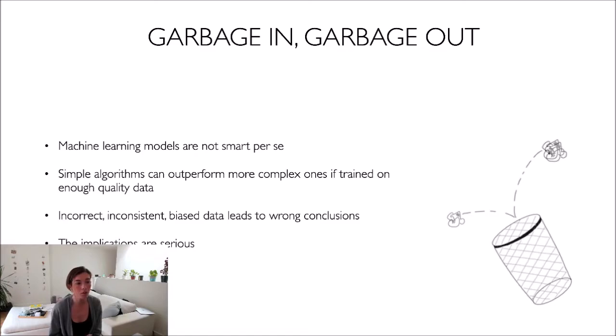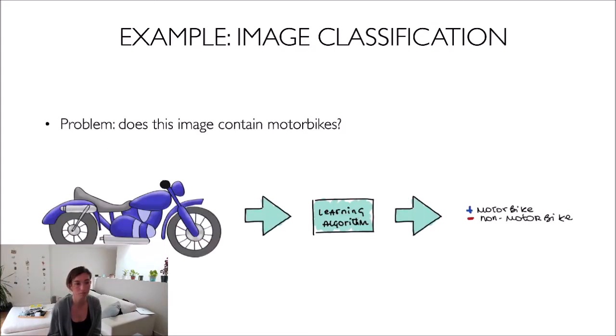So first of all, machine learning models are not smart per se. No matter how fancy your math is, simple algorithms can outperform more complex ones if they're trained on enough quality data. And the other side of the coin is that incorrect, inconsistent, and biased data leads to wrong conclusions. So the implications can be quite serious, especially as companies rely more and more on data and models to make decisions.